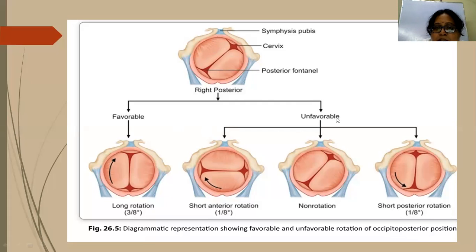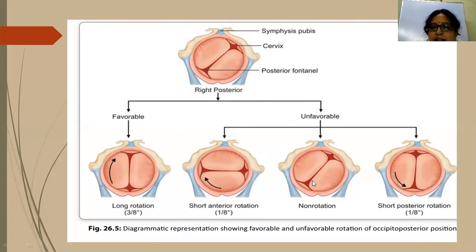So what happens if the circumstances are not favorable? This will rotate through only 1/8 of a circle from this position to the transverse position, like this. This is called short anterior rotation, to 1/8 of a circle. And in this position, there is arrest. So this is called deep transverse arrest. This is a type of mal rotation, this short anterior rotation.